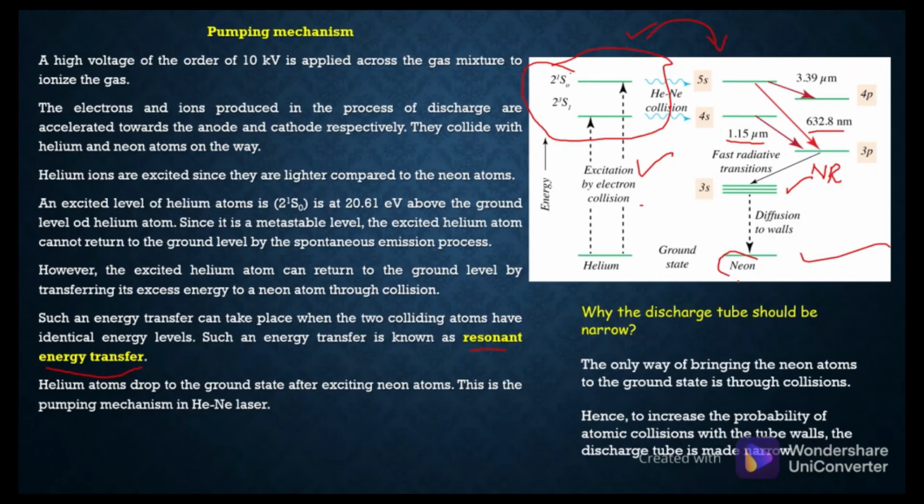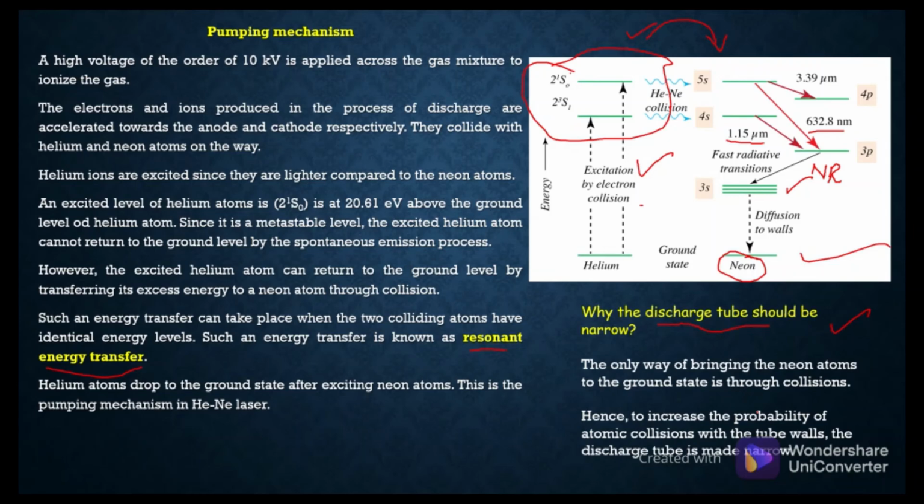So it is very difficult otherwise for neon atoms to lose energy, because where will they give the energy? They have to lose it, only then will they come to the ground state. That's why the discharge tube is made narrow. That's why I told you this question will be answered in the next slide. Here I have written why the discharge tube should be made narrow.